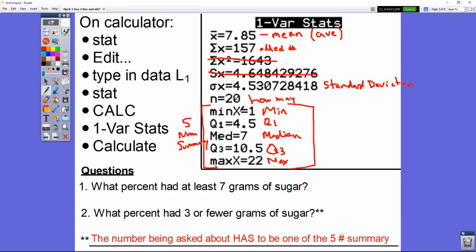Because remember, this is the edge. Your min is the edge of the whisker. The max is the edge of the whisker. Then you have the 2 sides of your box, and you have that line in the middle of your box. So being asked some questions about this.